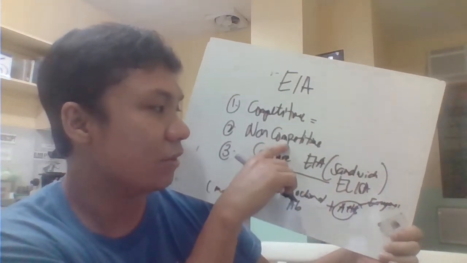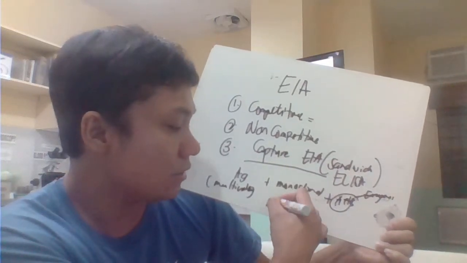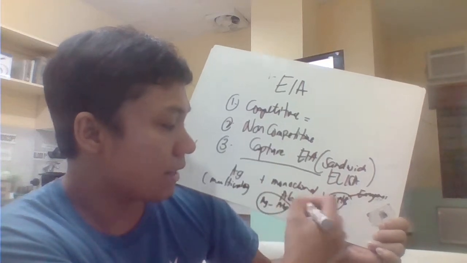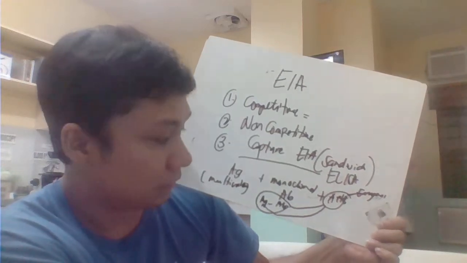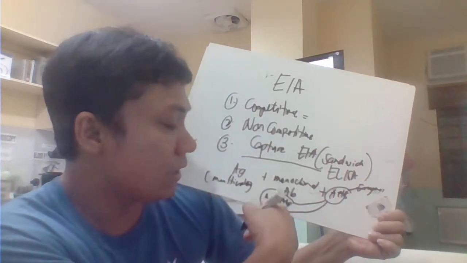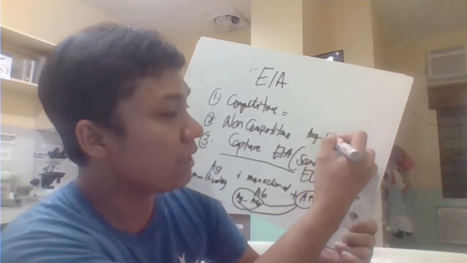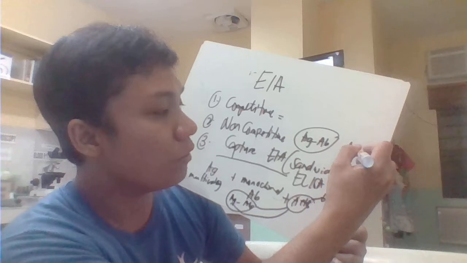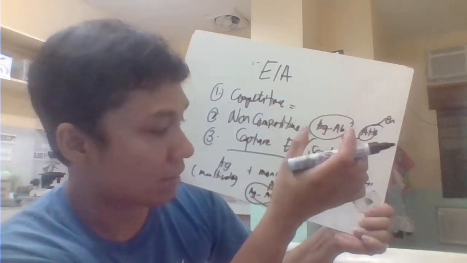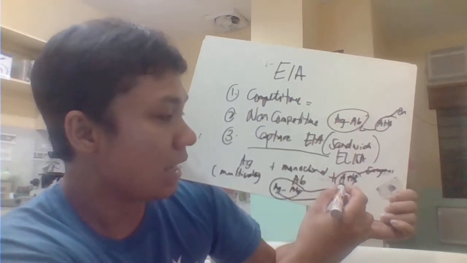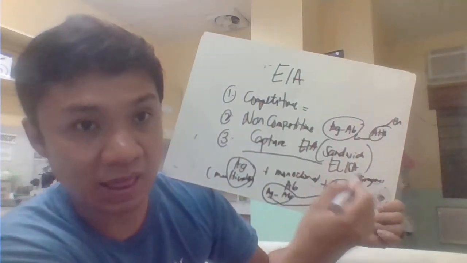So almost pareho sila nito, only ang pinagkaiba ay hindi siya dito nagbabind sa ating antigen-antibody complex, but rather dito siya nagbabind specifically to your antigen. Kaya dapat ang antigen natin multivalent. Pag ito non-competitive, diba, if you have your antigen-antibody, anti-human globulin labeled with your enzyme, dito siya magbabind sa ating antigen-antibody complex. Ito kasi sa capture natin, ang anti-human globulin labeled enzyme ay doon siya nagbabind specifically to your multivalent na antigen.